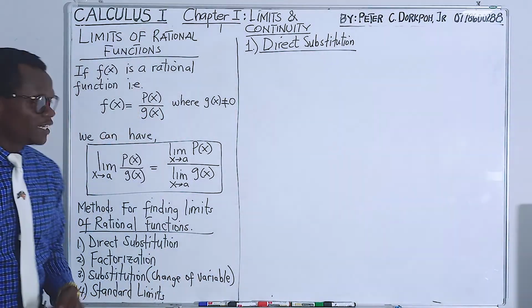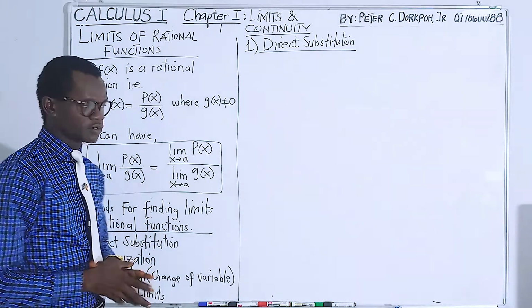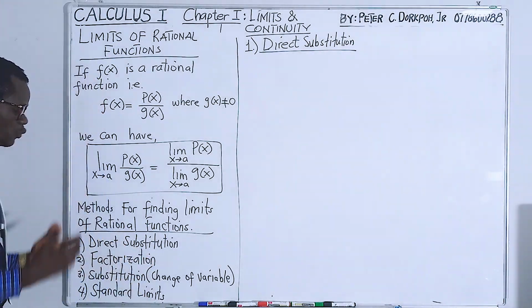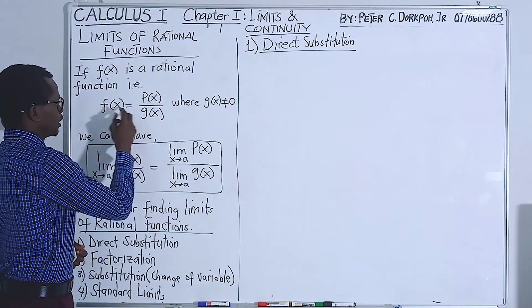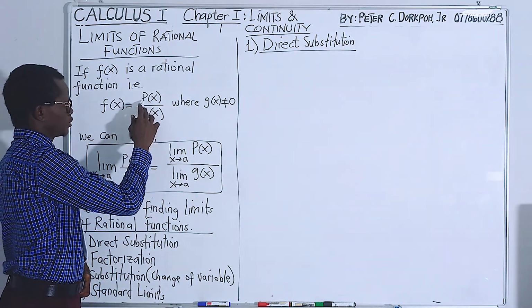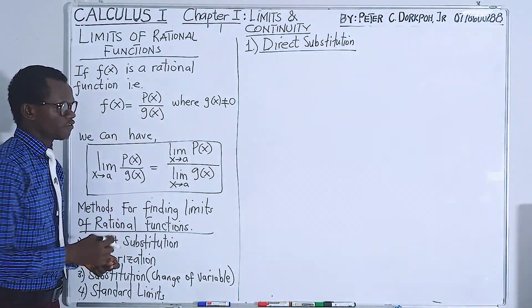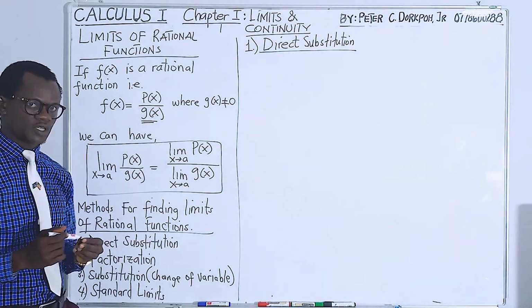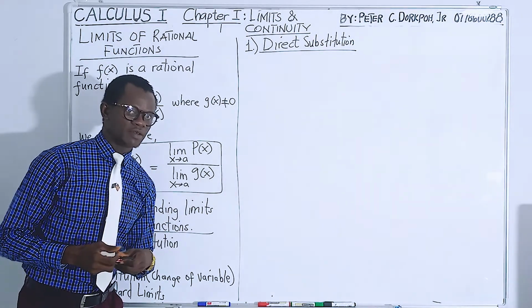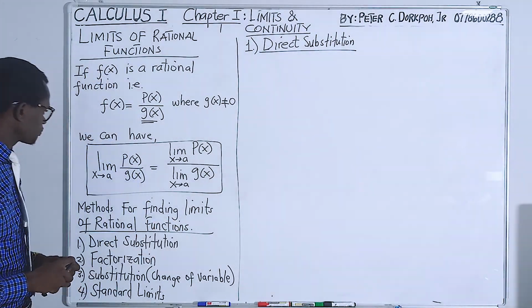Okay, now let's look at limits of rational functions. So remember that a rational function is of the form f of x equals p of x divided by g of x, where our g of x down here is not equal to 0, because when g of x is equal to 0, it means the problem is undefined.